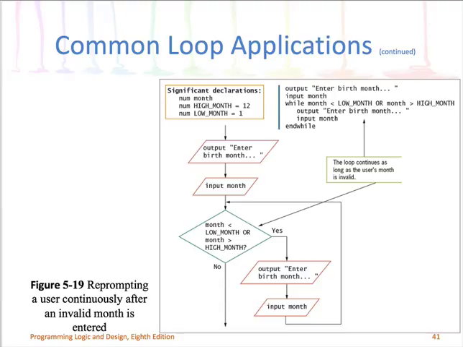So here, basically what happens is you have a loop that the user is going to be stuck in until they give you a valid month. If they give you an invalid month, you just keep asking them over and over again. You probably would want to put in your prompt, hey, that's not a valid month, please enter 1 through 12. But that's showing you how you would validate a birth month, for example.